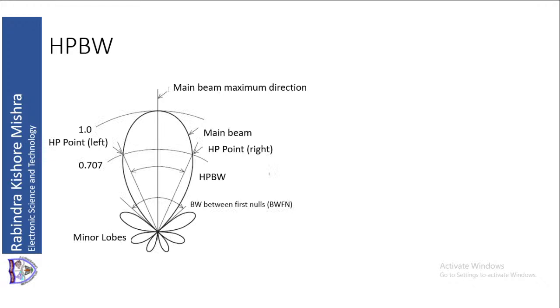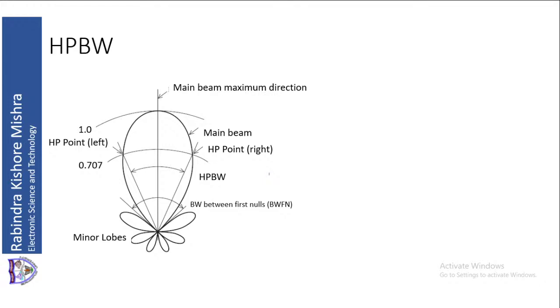Now, in this, let us define the next characteristic, which is called the half power beam width. Half power beam width, we define by considering the power. Now we have a field pattern, and power is proportional to E square, where E is the field. So P is proportional to E square. When power will be half, E square will become E square by 2.